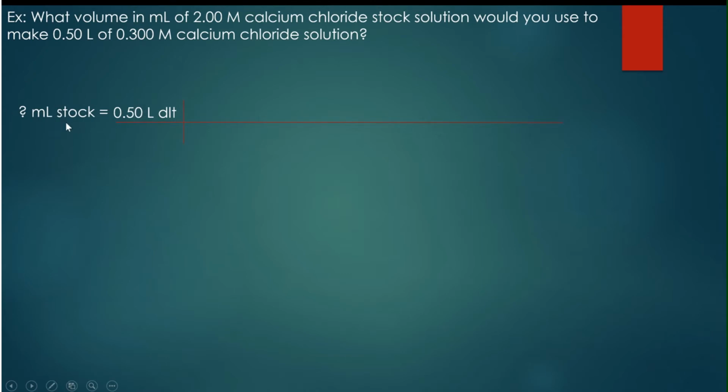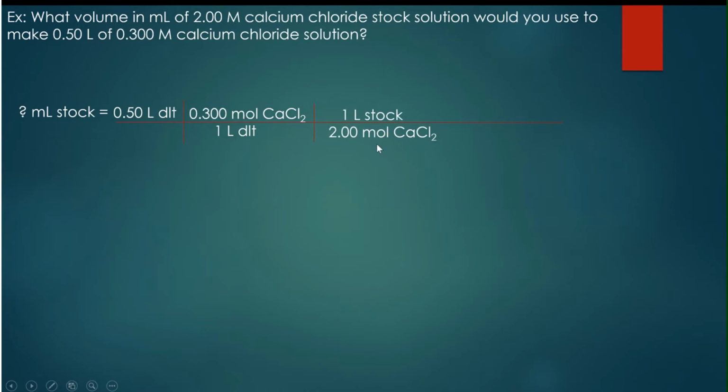So I think it very much helps to label what volumes you're working with, and that'll help you to determine what the next step should be and when you've got your desired volume. So we're looking for half a liter of dilution, and we know that our dilution should have a 0.3 molarity. Again, we have to see molarity as moles over liters. So now our liters of dilution cancels out, and the unit that we're working with is moles of calcium chloride.